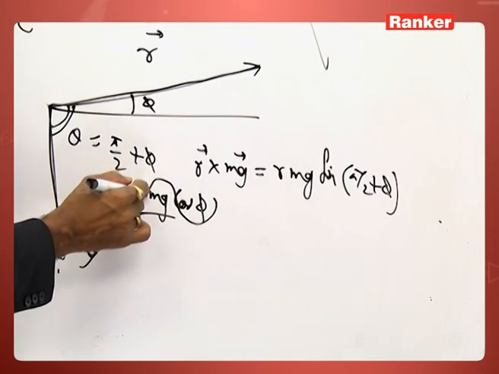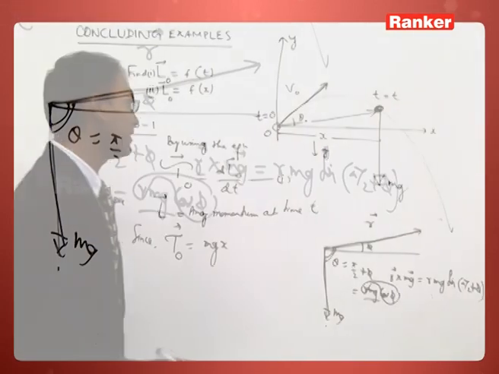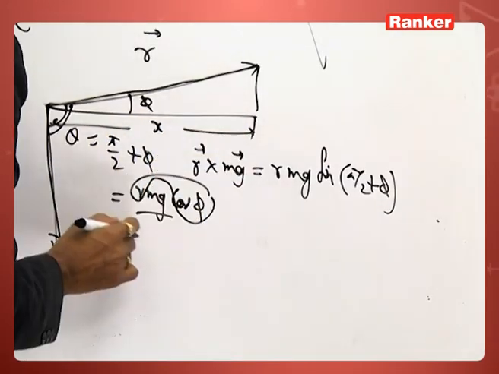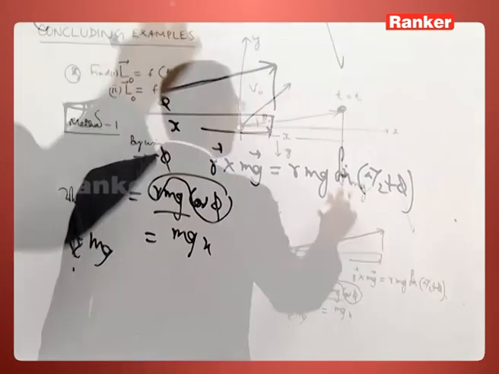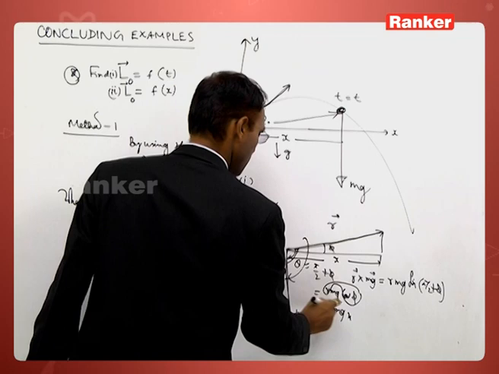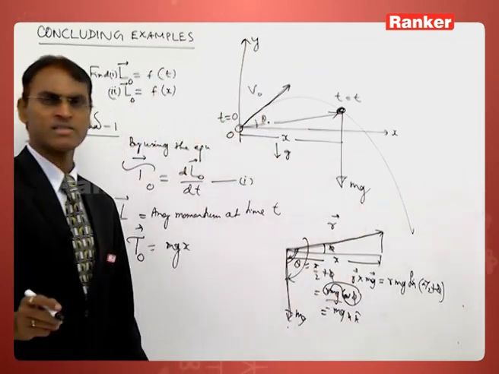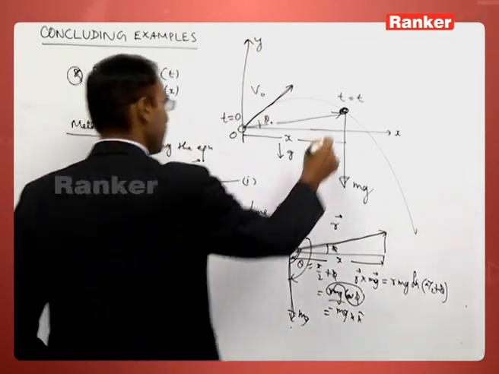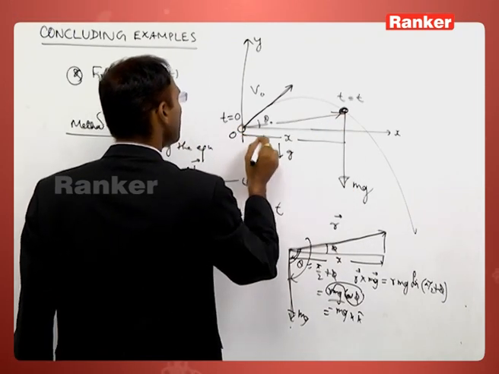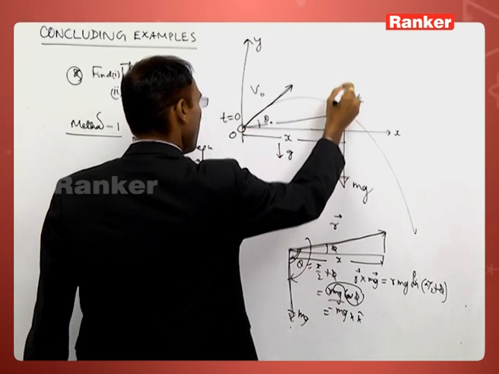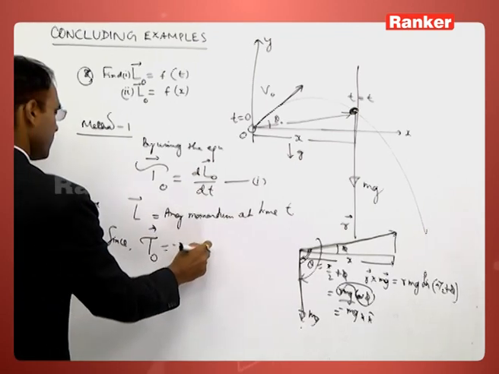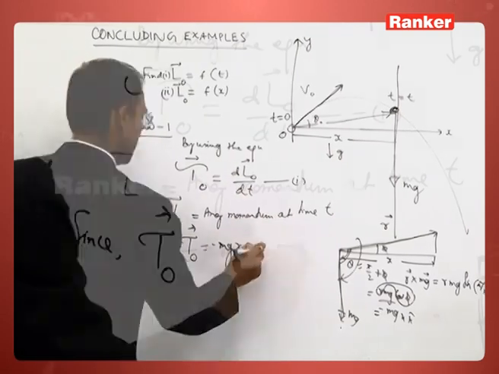But we know that r cos phi is equal to x, so mg into x, and direction wise r cross mg is clockwise, or in minus k cap direction. Or directly you can just write mg into the perpendicular distance from the reference point onto the line of action, and direction is minus k cap. Equation number 2.